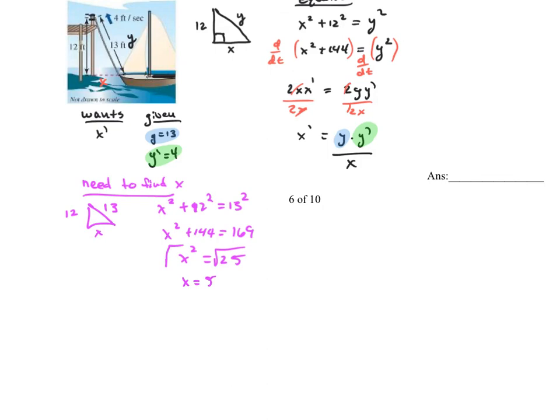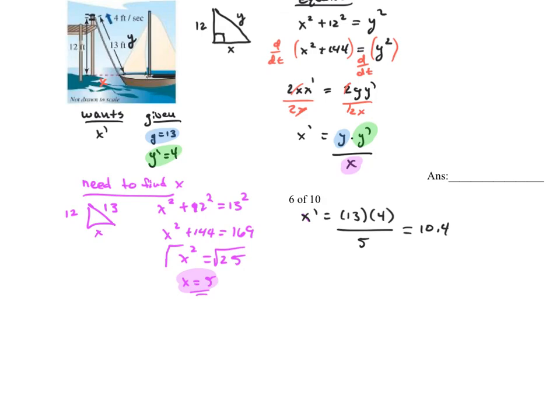So at the moment in time when the dock is 12 feet high, the rope is 13 feet long, we know that the x, the distance from the dock, has to be 5 feet. So what can we do with that? We can plug x equals 5 into our equation over here to solve for x prime. So let's see what we get. I'd have x prime would be equal to y, which is 13, times y prime, which is 4, all over x, which is 5. So let's plug that into our calculator. 13 times 4 divided by 5, hit enter, and I'm getting 10.4.